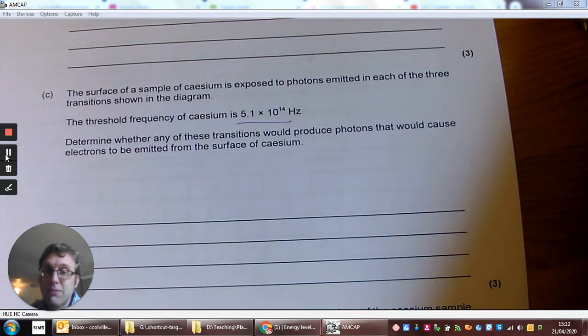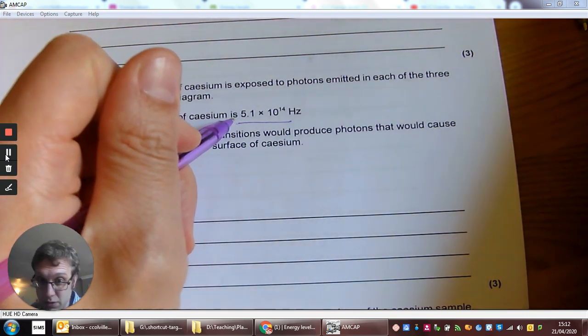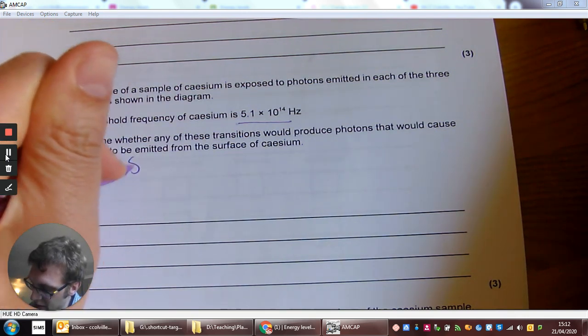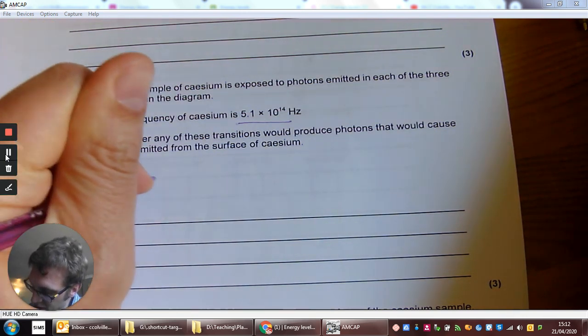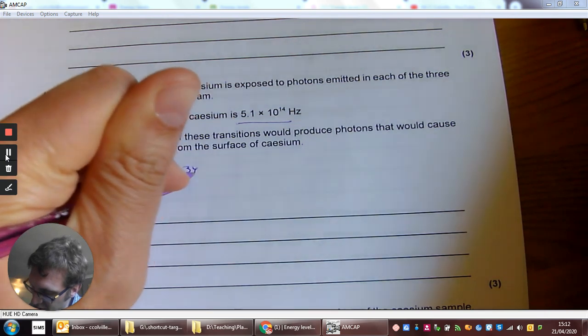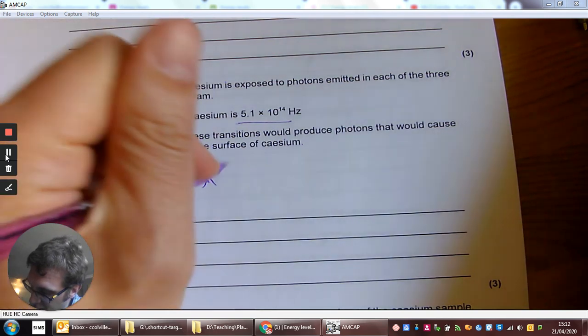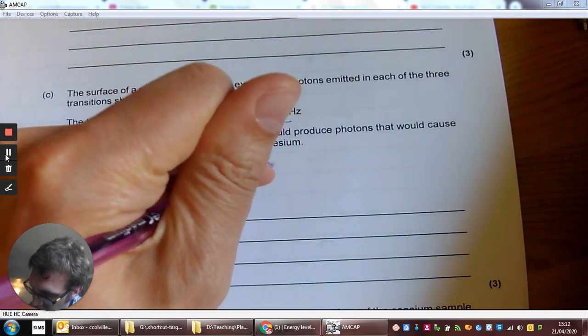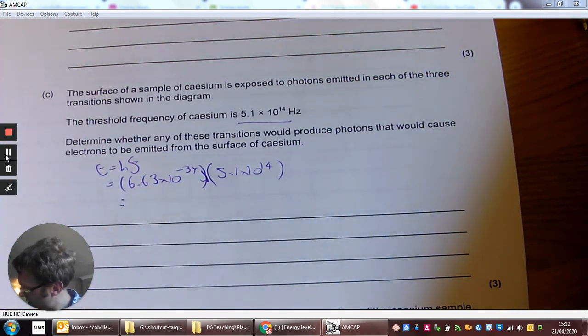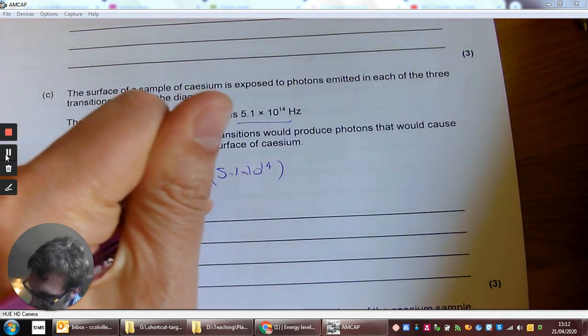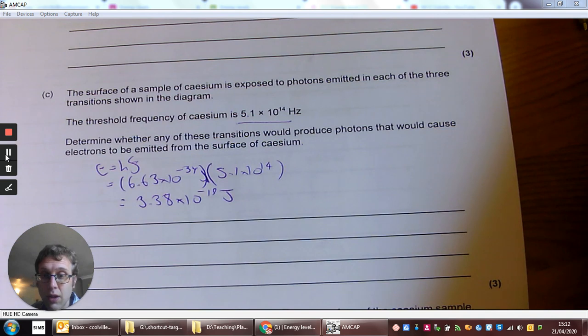Now there's lots of ways of attempting this question, but potentially the most logical one is to go, well, if that's the threshold frequency, what is threshold energy? So E is equal to hf, 6.63 times 10 to the minus 34 is our Planck's constant. Our frequency, 5.1 times 10 to the 14 hertz. So the threshold energy is 3.38 times 10 to the minus 19 joules.